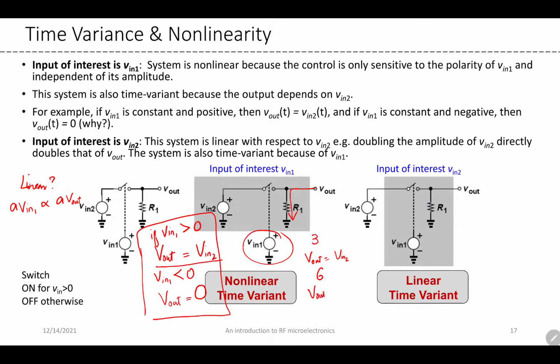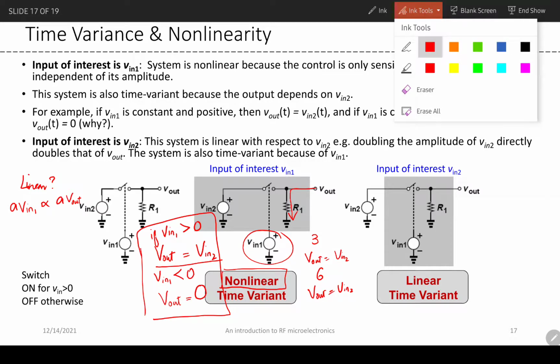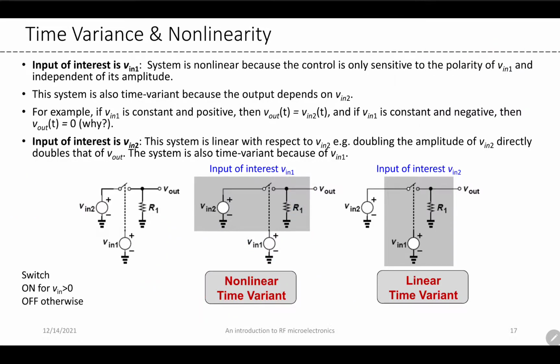V out is still V in 2, right? So V out doesn't scale with V in 1. So that makes the system non-linear. So the first part is done. The system is non-linear. Okay. Now on to the second part.